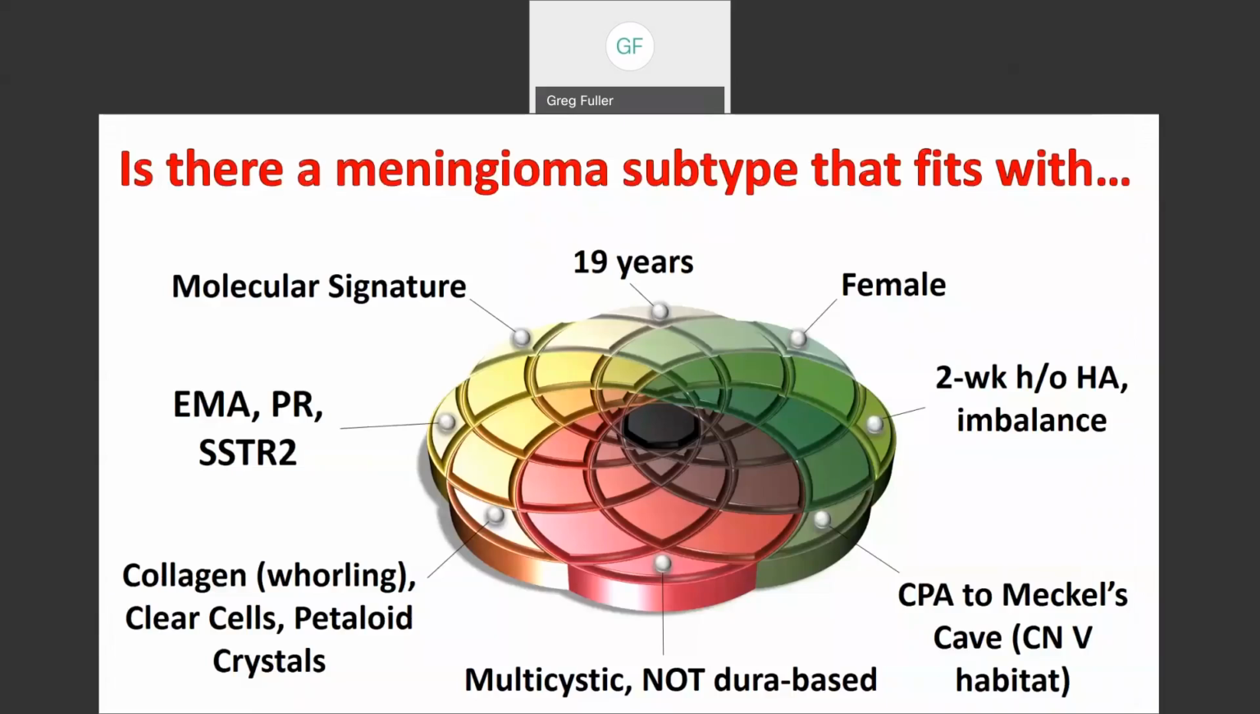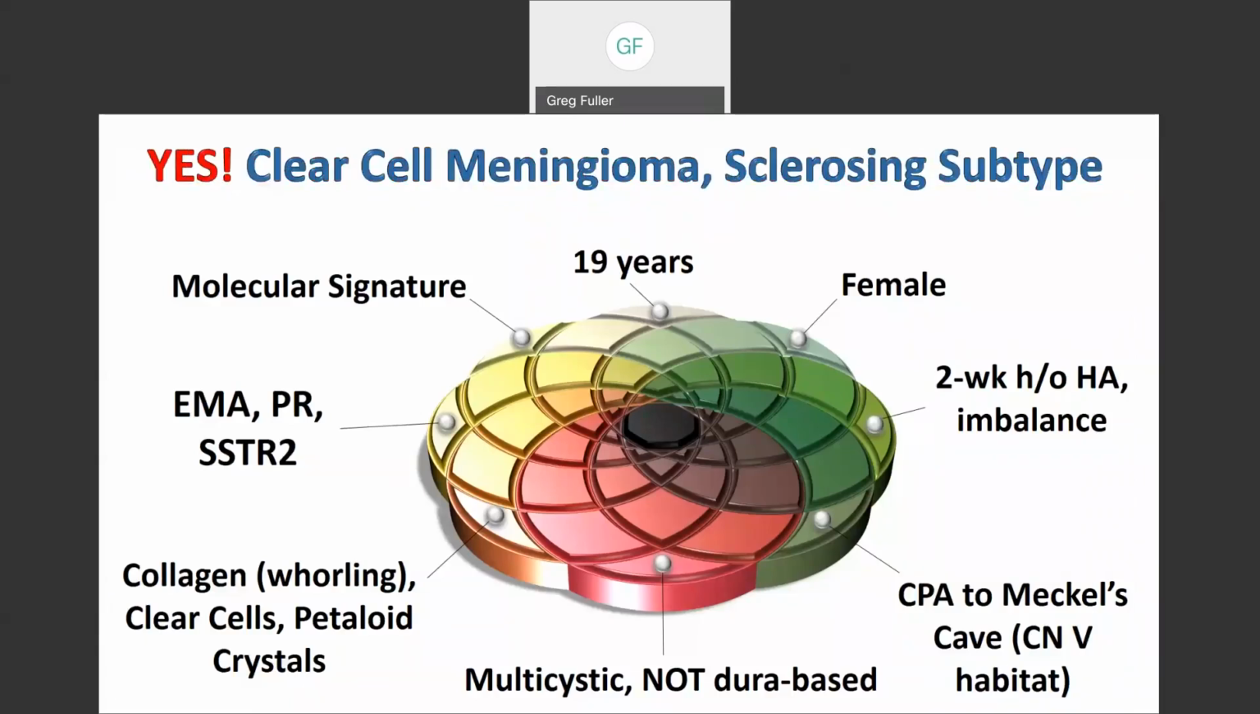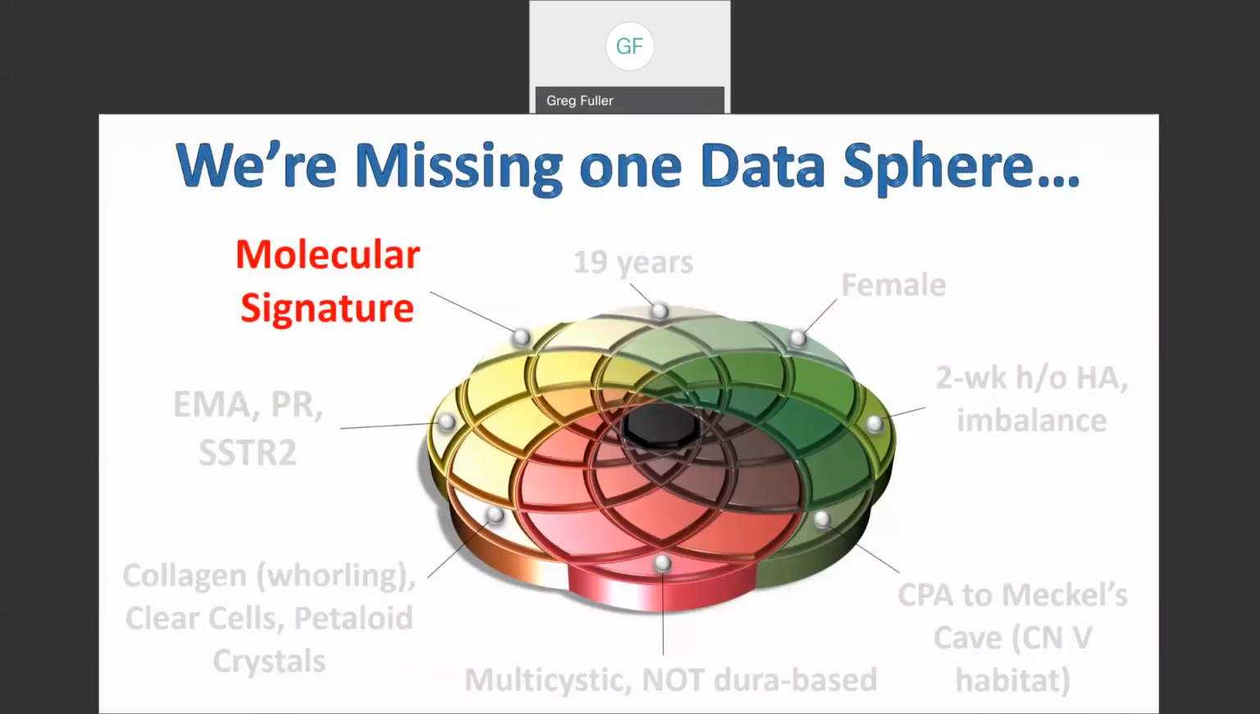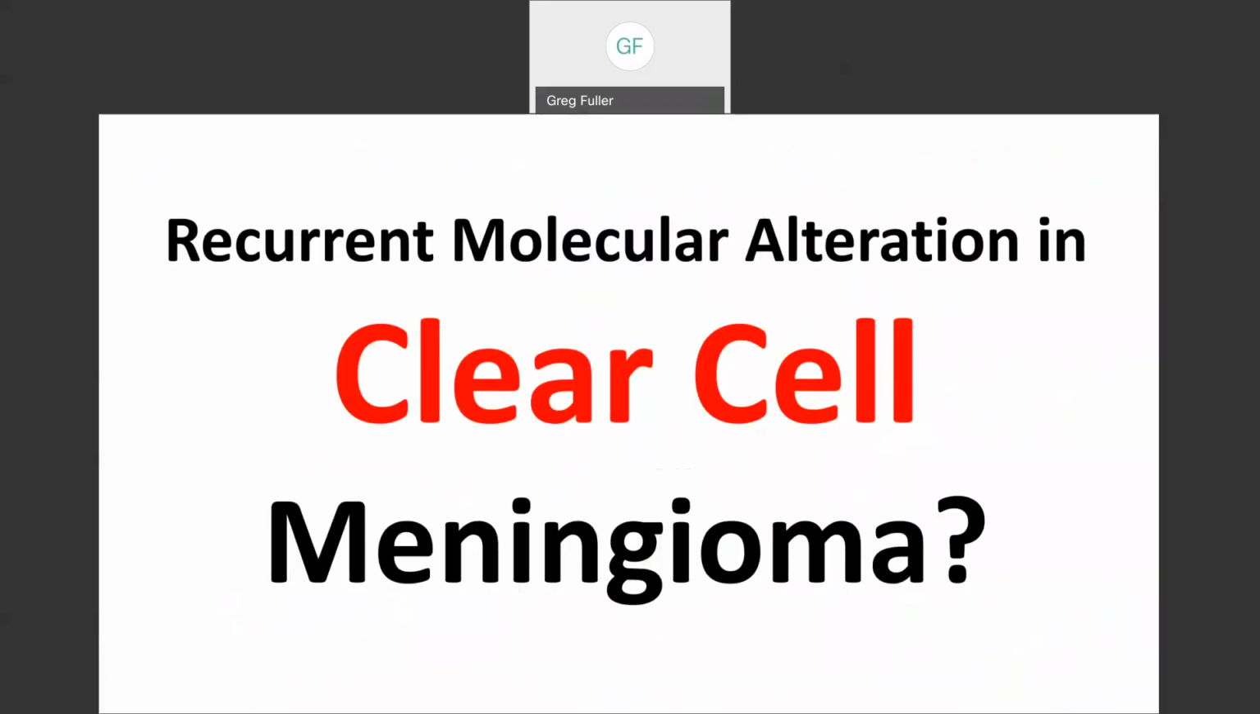Okay. The question I posed: is there a meningioma subtype that fits with all of this data? The answer, yes. Clear cell meningioma, sclerosing subtype fits perfectly with all 7 Venn diagram data spheres that we have. All right, we're missing one, the molecular signature. Here's recurrent molecular alteration in clear cell meningioma. Is there something we can put in that 8th sphere?